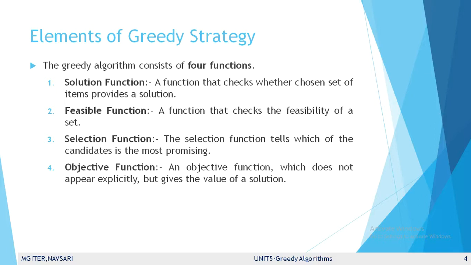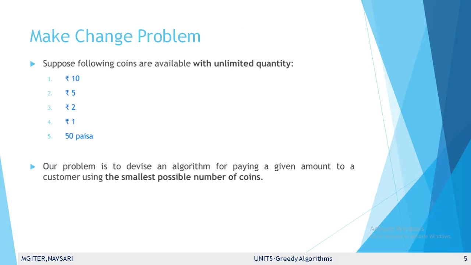And the last one, that is the objective function, which does not appear explicitly, but it gives the value of a solution. Now from the set of feasible solutions, a particular solution that satisfies or nearly satisfies the objective function, such a solution is called the optimal solution. And as the greedy method works in stages, at each stage only one input is considered each time. Based on this input, it is decided whether the input gives the optimal solution or not.